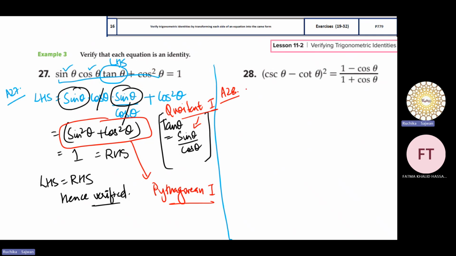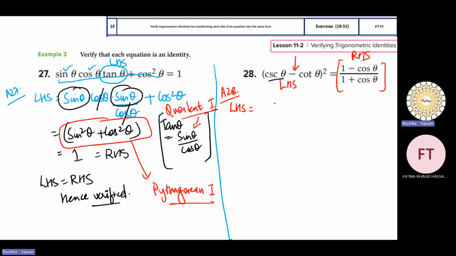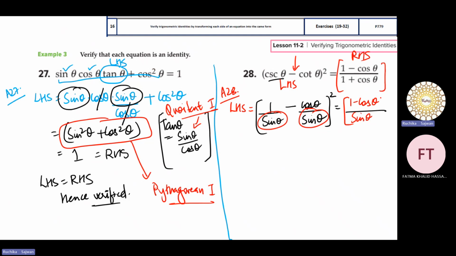Okay, 28 now. In 28, the right side is already simplified. I can't do much about it. So I'm going to begin with the left hand side. While I solve my left hand side, I use the reciprocal and quotient identities. Cosecant is the reciprocal of sine, so 1 over sine. Cot is the quotient of cos theta over sine theta. So put the values, take the square. Again, we can take the LCM, very easy. Sine theta common. So on the top the numerator is this, and everything is squared, don't forget.